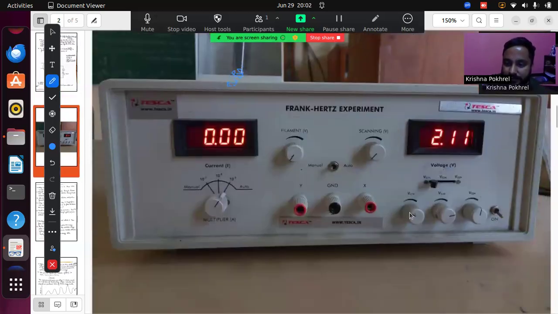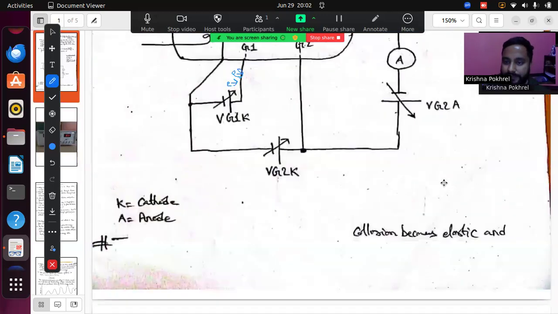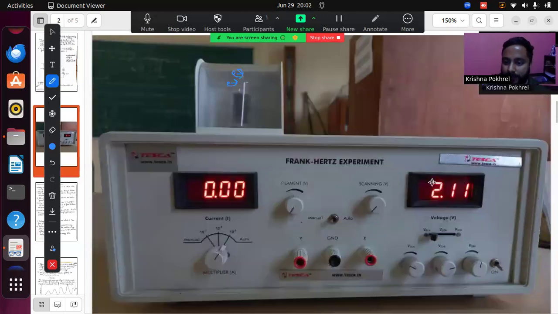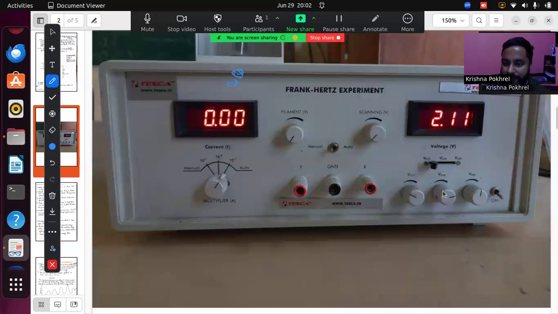Now, VG1K is over here. We'll take this to the left side and set the value equal to 1.5 volt. Another is VG2A. The middle one is VG2A. We'll take this to the middle and operate it because this controls VG2A. Set its value to 7.5 volt, and now take this black color movement on the right hand side and control this VG2K from 0 volt to 80 or 90 volt.